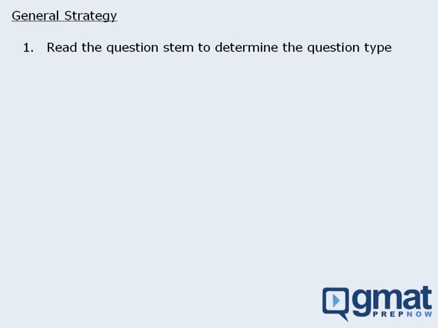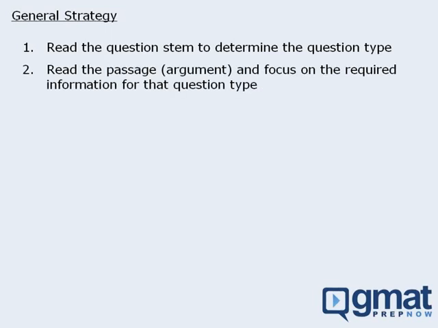Okay, so once we've determined the question type, the next step is to read the passage and focus on the specific information needed to tackle that particular question type. Finally, once we've applied the strategy for that particular question type, our last step is to check every single answer choice. Why is this necessary?